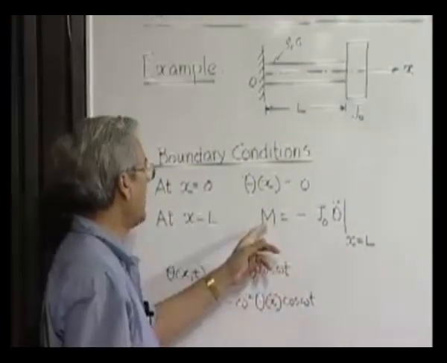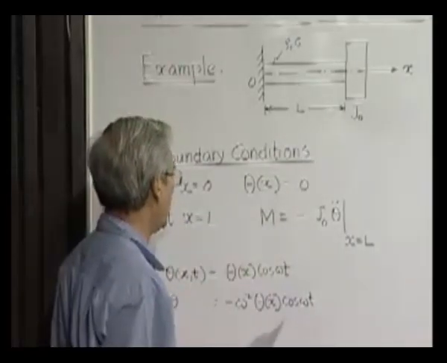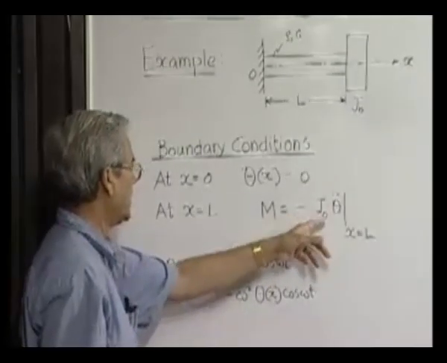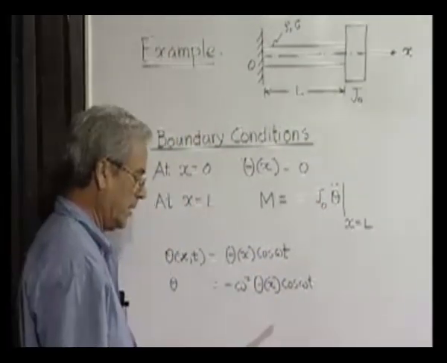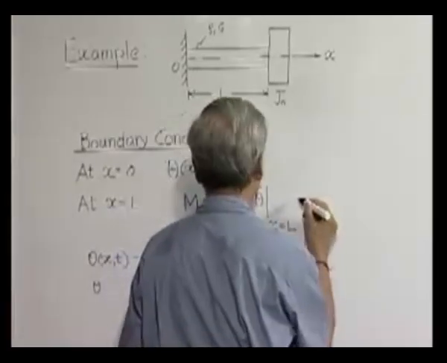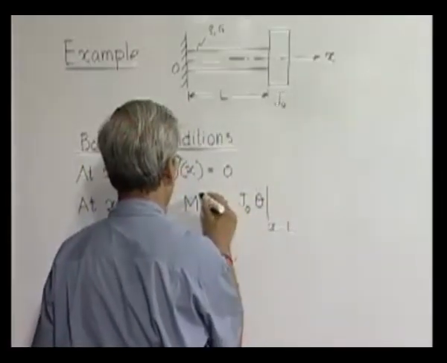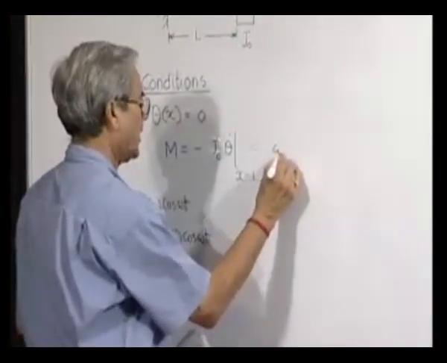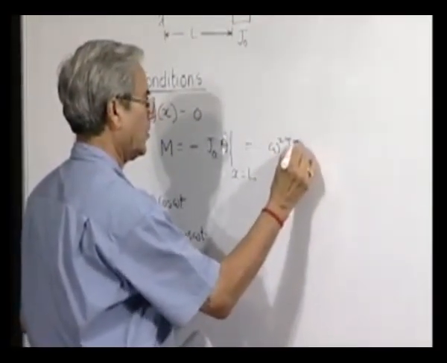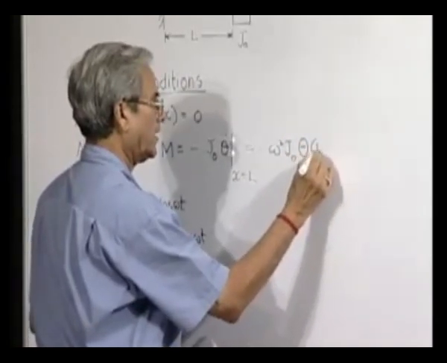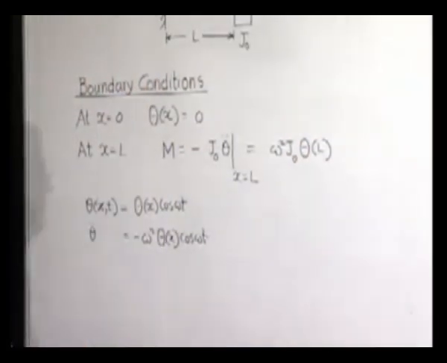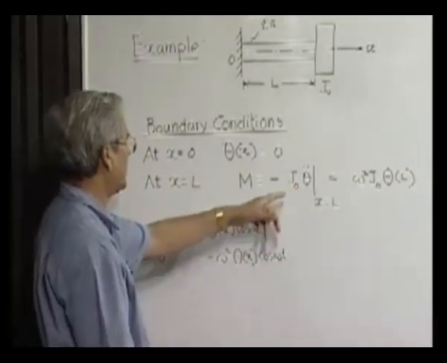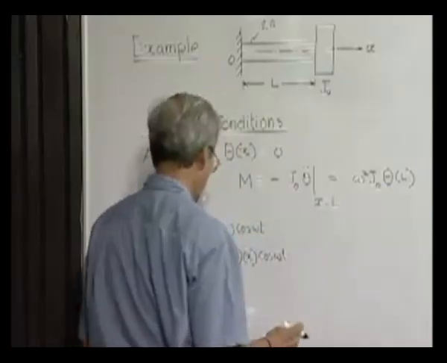So, the magnitude of the moment at this free end, when you are dealing with only the magnitude, will be minus J0 into minus omega square theta x. So, when you are dealing with only the magnitude, this x magnitude will be equal to omega square J0 theta, and we have to keep in mind that of course only the magnitude we have to see.